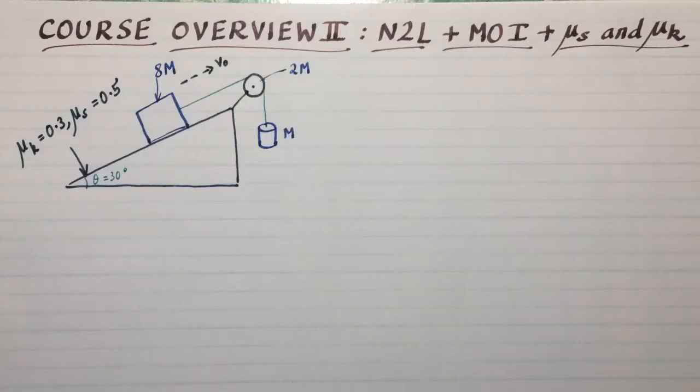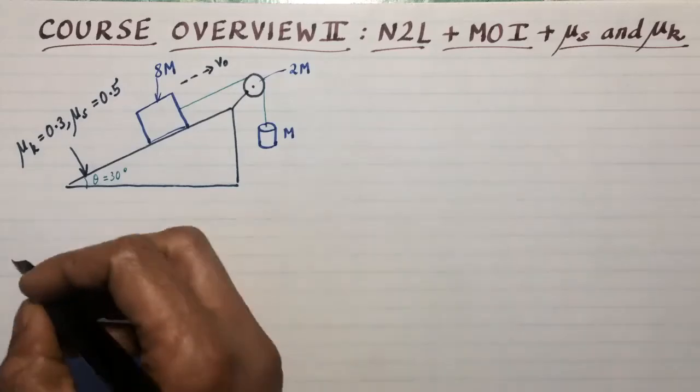The pulley itself is massive, which means that we have to take into account the rotational ideas that we learned in the course as well, specifically the moment of inertia and Newton's second law for rotation. So this problem has two parts. What are we trying to find here?